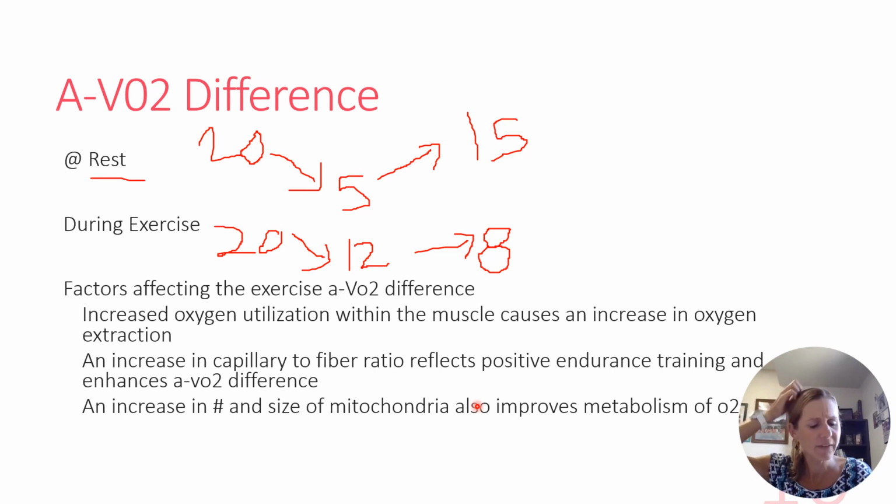Okay. And then lastly, increasing the number and size of mitochondria improves the metabolism of oxygen and therefore enhances our ability to use the oxygen that is dropped off. This is a factor that clearly differentiates endurance athletes from non-trained individuals. Like I said, a huge limiting factor for us in the world of endurance.